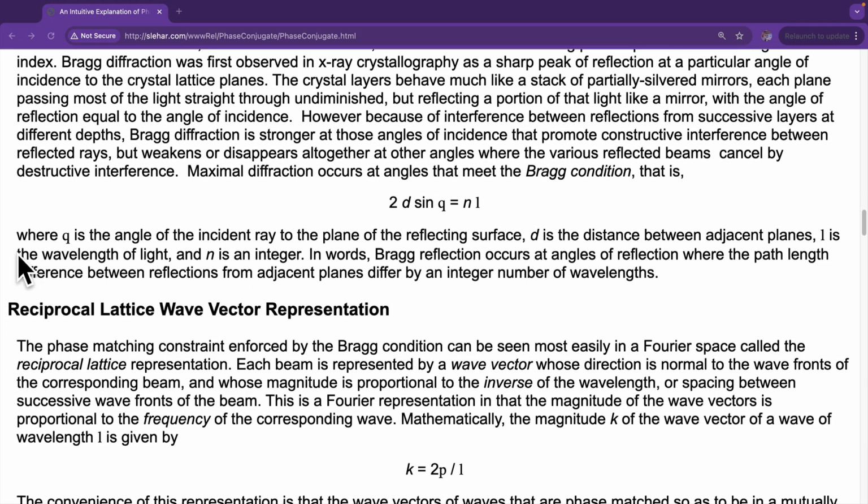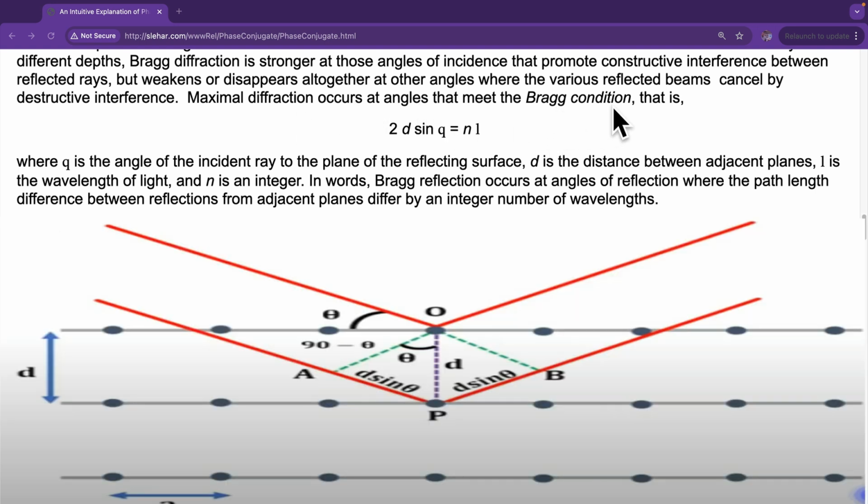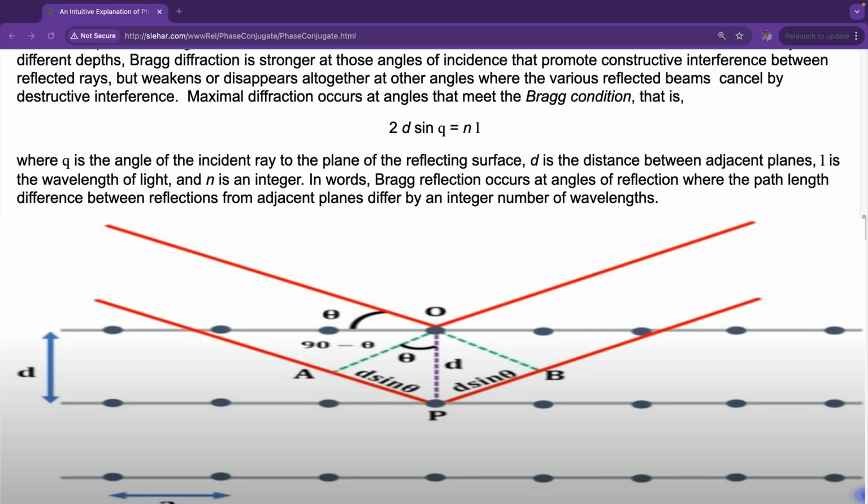Maximal diffraction occurs at angles that meet the Bragg condition, that is, 2d sin θ = nλ, where θ is the angle of the incident ray to the plane of a reflected surface, d is the distance between adjacent planes, λ is the wavelength of light, and n is an integer. In other words, Bragg reflection occurs at angles of reflection where the path length difference between reflections from adjacent planes differ by an integer number of wavelengths.